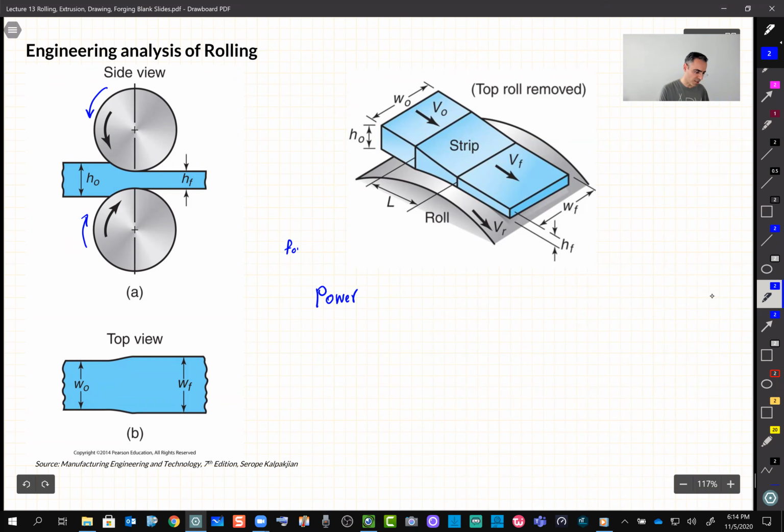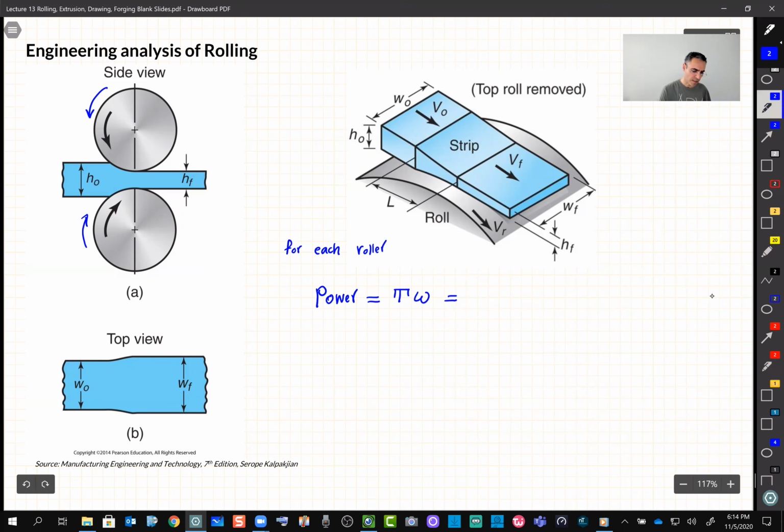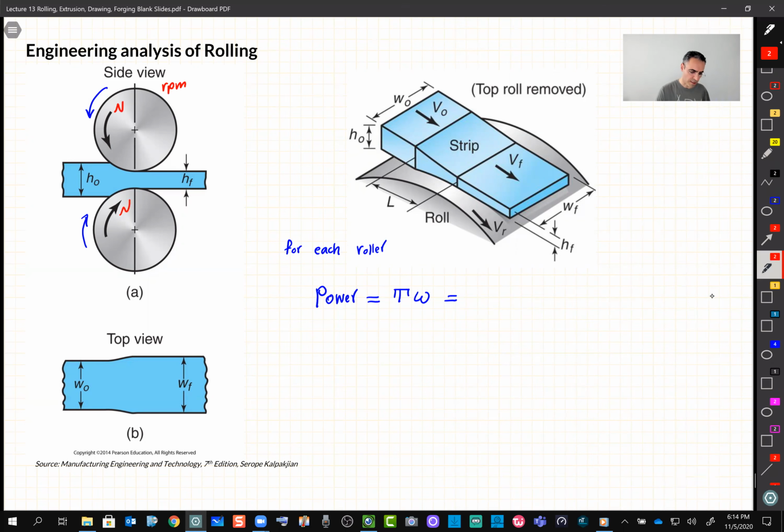So for each roller, let's say, one at the top, one at the bottom. The power that we need is equal to the torque that we need multiplied by omega, the rotation speed, right? How fast this thing is rotating. So, and let's say this thing is rotating with N, usually in RPM. That's the common basically unit we use for motors.